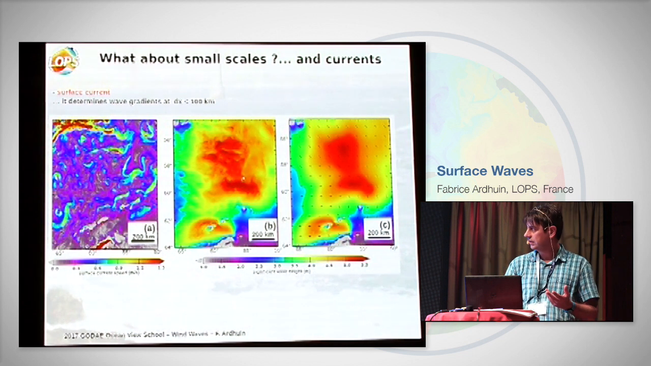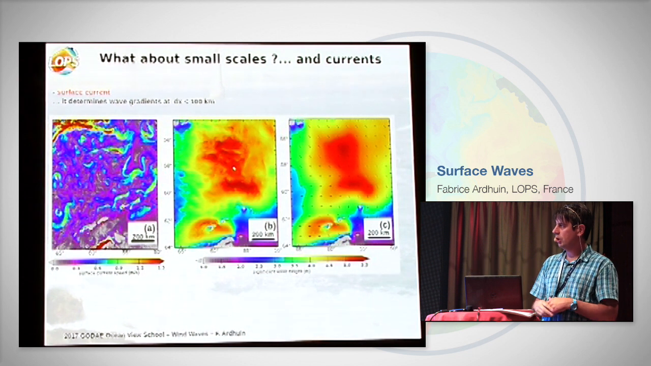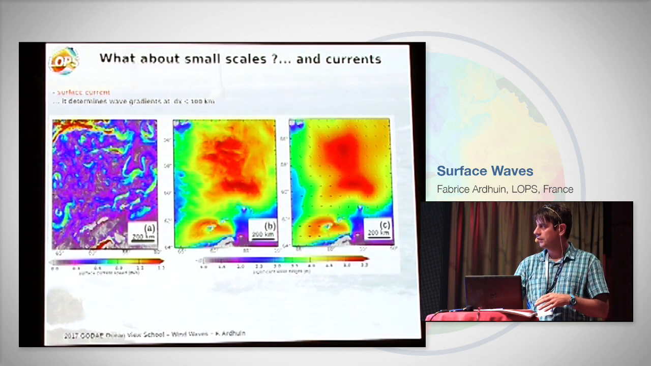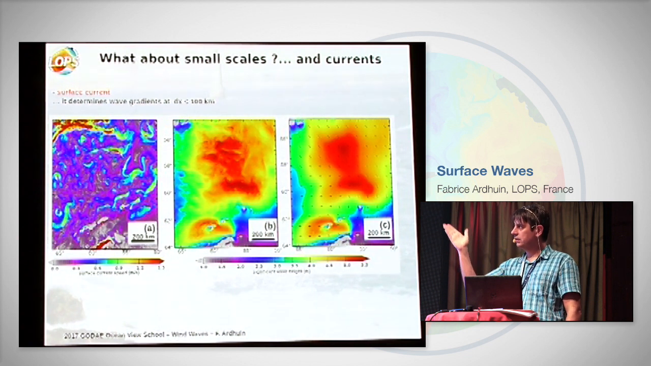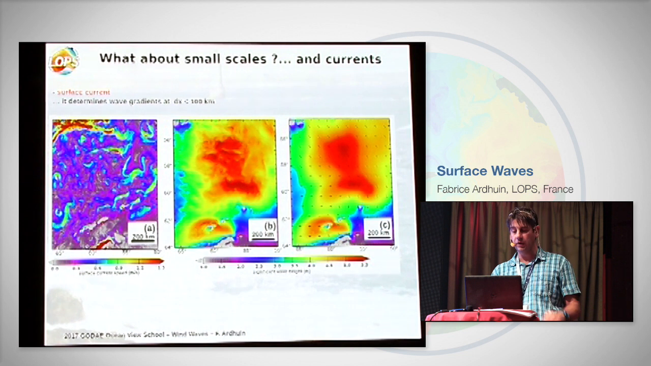And if you put in the currents, you get these much sharper features, which really look like the features in the currents. And you have this region of high waves and low waves as the winds are blowing against the current here. So what's happening at small scales in the open ocean, typically less than 100 kilometers, is that the surface currents are actually dominating the gradients in the wave height.